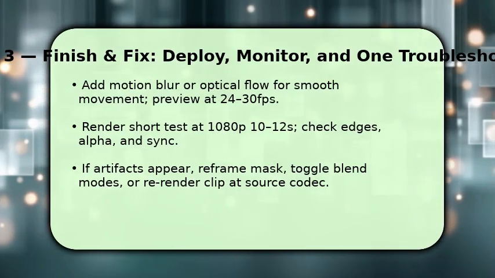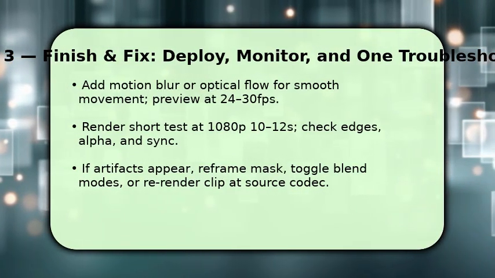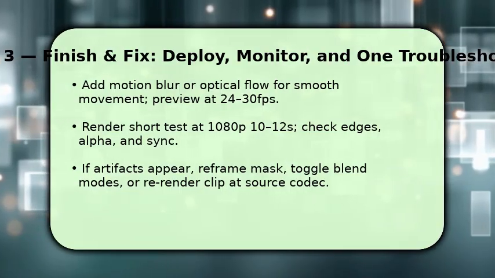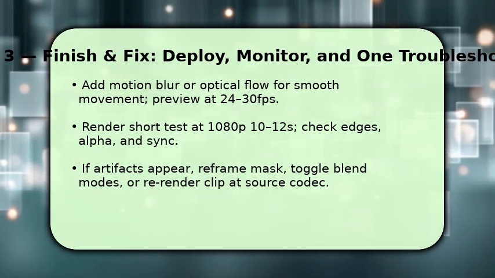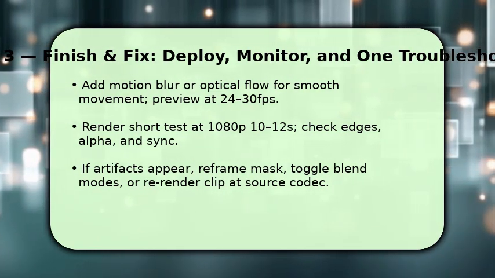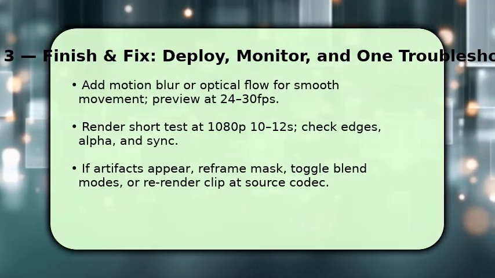Apply motion blur or optical flow to match camera movement. Make sure playback is smooth at 24 to 30 fps. Render a 10 to 12-second test at 1080p to verify edges, alpha channel, and synchronization with audio or clock ticks.